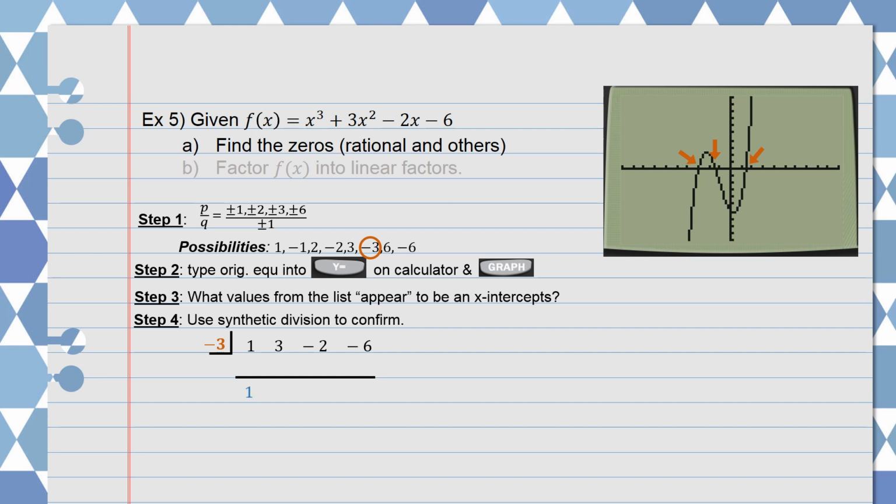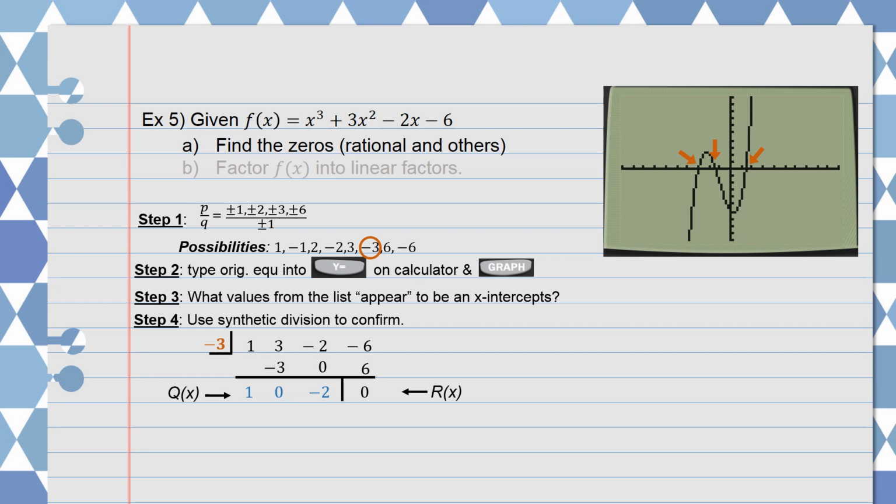Remember, you bring down your first value and then you multiply and add, multiply and add, multiply and add. Once you've done that, the last value is separated. Now we've done all this division, but what does this mean? Well, the value on the right side is your remainder. The numbers on the left side are your quotient. Now the question is, is this a 0?